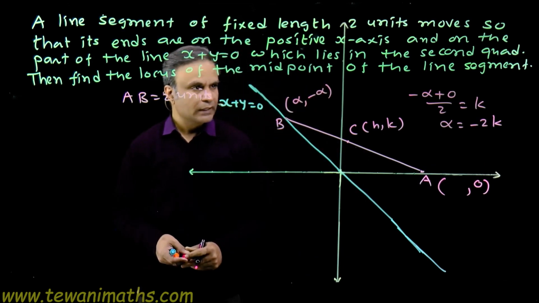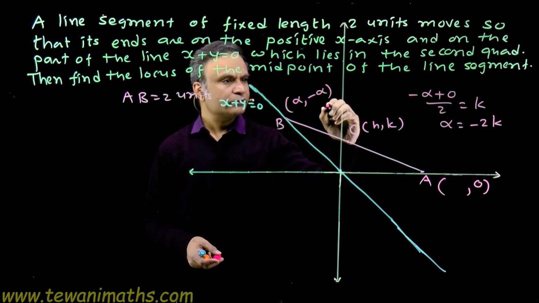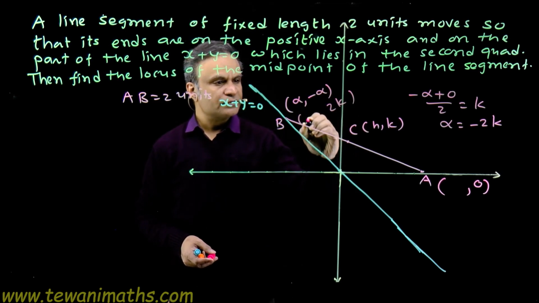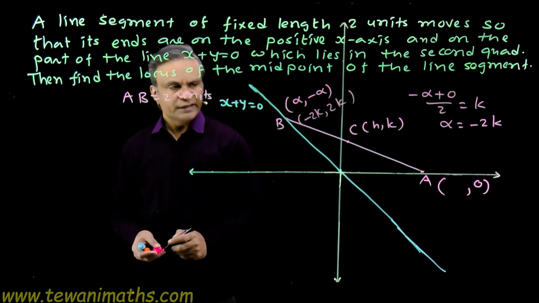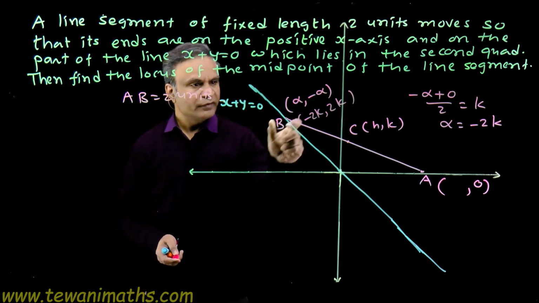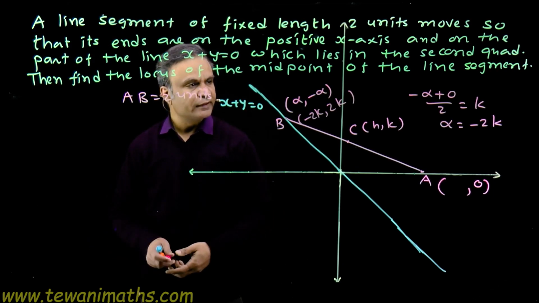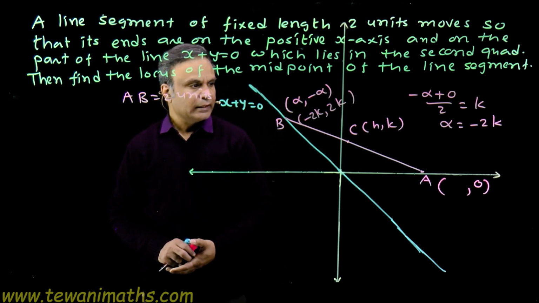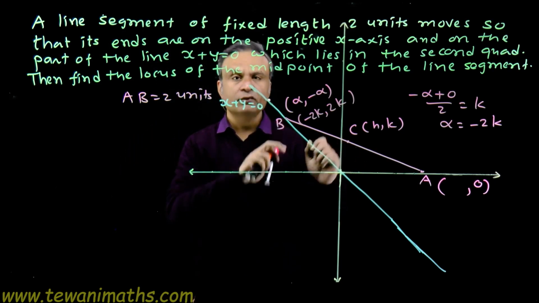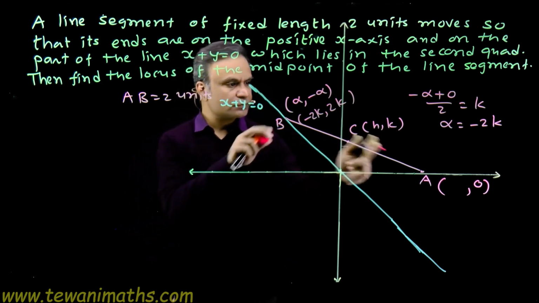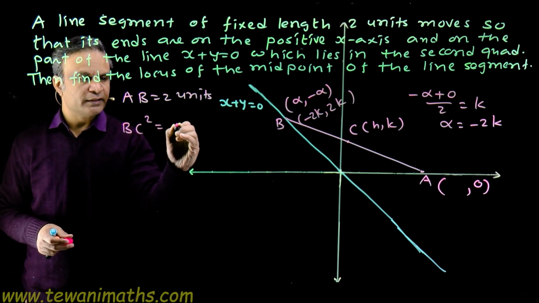ठीक है ना? So we have here ordinate of point B which is 2k, then abscissa will be minus 2k. ठीक है, समझ में आ रहा है? Okay. Now we have coordinates of B in the form of h and k, in fact only k. Now AB is 2 units, so BC will be 1 unit because C is midpoint of AB. So we have BC square is equal to 1.